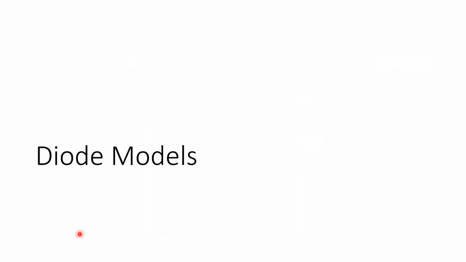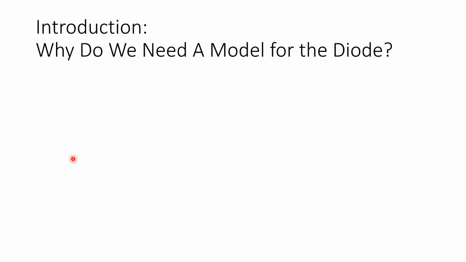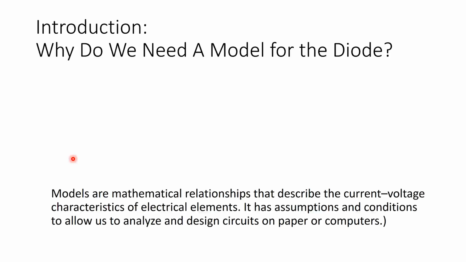Okay, diode models. Before we do analysis, let's have a look at diode models. Again, this is still introduction so that you understand where we're coming from. Why do we need a model for the diode? What are models in the first place? Models are mathematical relationships that describe current-voltage characteristics. In this case, for circuit models, it's describing current-voltage characteristics in the form of a mathematical relationship.